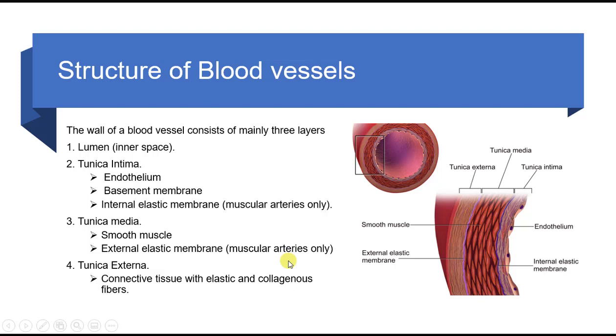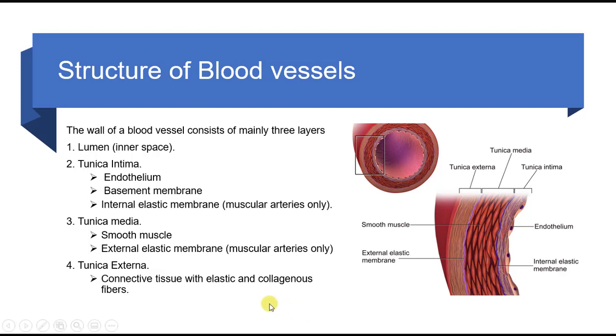The tunica externa is the external-most layer of the blood vessel, and it consists of connective tissue with elastin and collagen. This connective tissue is very important to help support and protect other structures of the vessel and maintain its shape. So I want to talk a little bit about arteries and their structure.